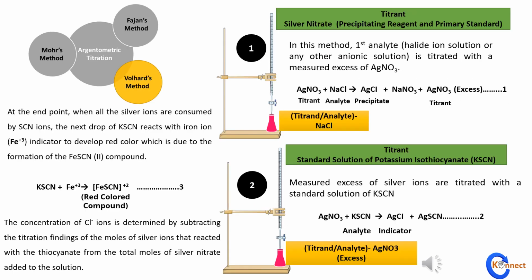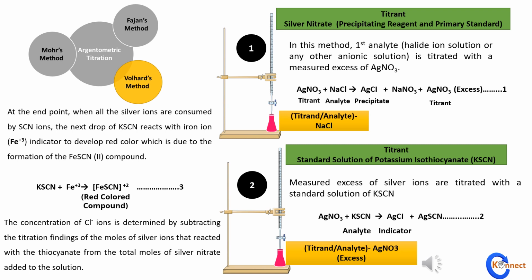This slide shows the second type of argentometric titration, which is Volhard's method. This is a two-step method. In the first step, halide ion solution or any other anionic solution acts as the first analyte, which is titrated with the measured excess of AgNO3, which acts as a titrant. The reaction involved in this step is shown in equation 1.